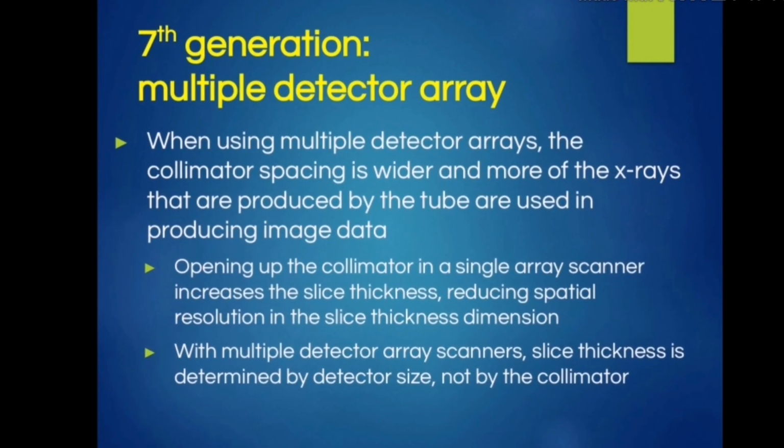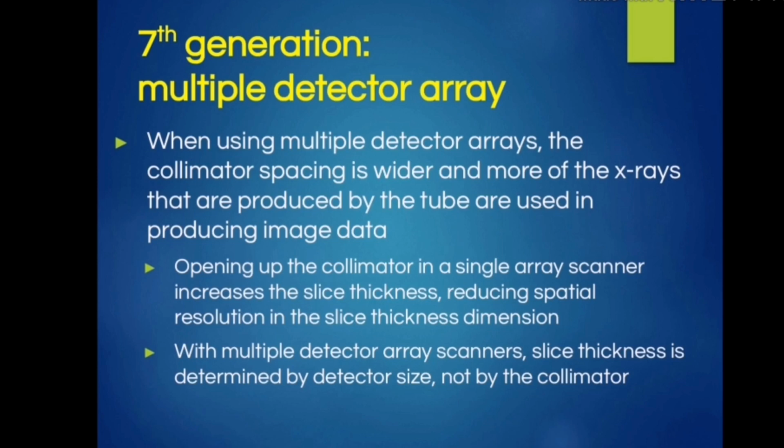Seventh generation, with a multiple detector array. When using multiple detector arrays, the collimator spacing is wider and more of the X-rays that are produced by the tube are used in producing image data.